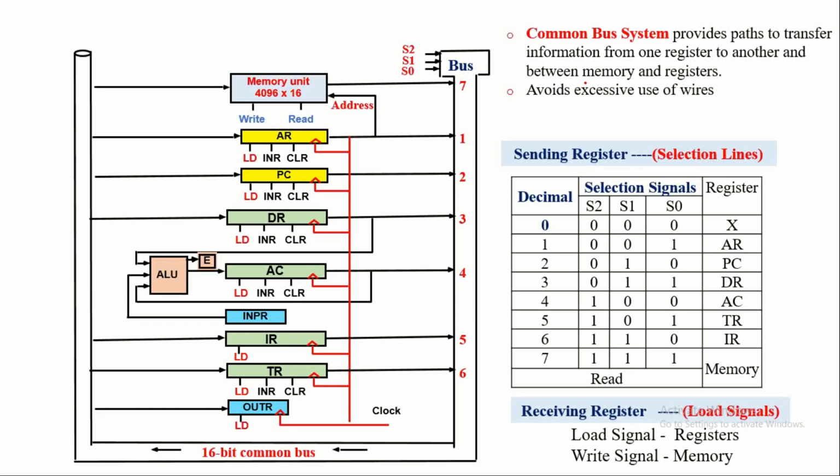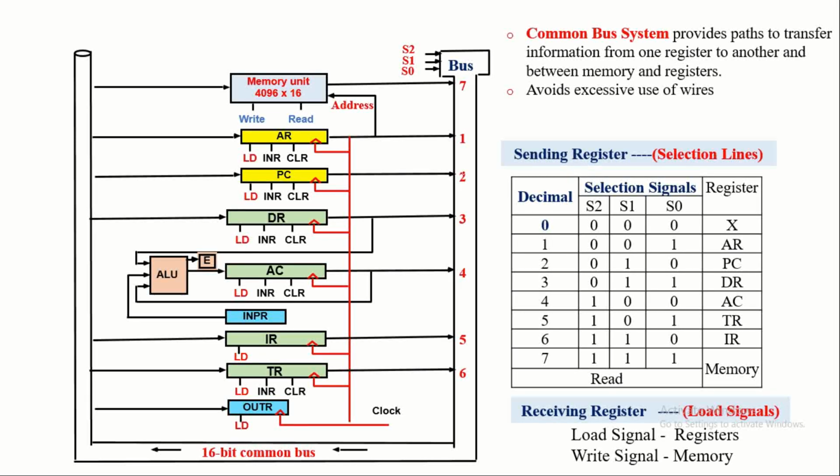The main advantage of using Common Bus System is that it avoids excessive use of wires, particularly when a computer is designed with multiple registers. Here in this figure, there are 8 registers and 1 memory unit connected using a common bus system that is constructed using 3-input multiplexer. So this common bus system helps the 8 registers and 1 memory unit to transfer information between them.